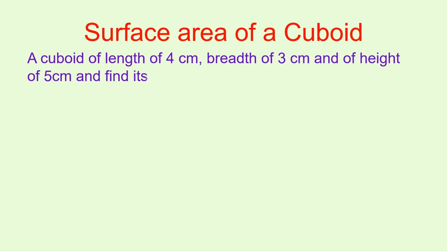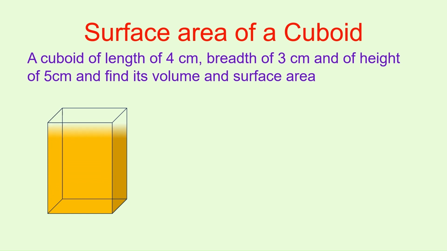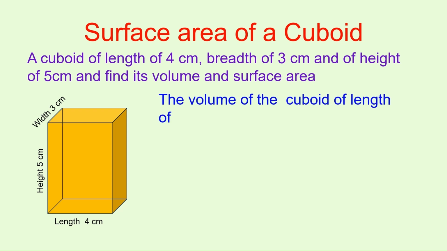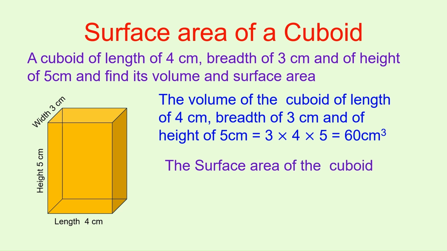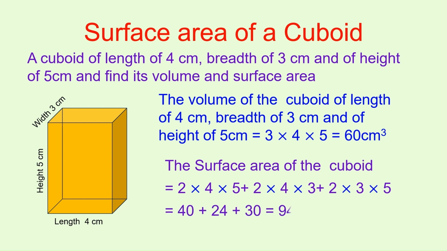A cuboid has a length of 4 cm, breadth of 3 cm, and height of 5 cm. Find its volume and surface area. The volume of the cuboid is equal to 3 times 4 times 5 equals 60 cm cubed. The surface area of the cuboid equals 2 times 4 times 5 plus 2 times 4 times 3 plus 2 times 3 times 5 equals 40 plus 24 plus 30 equals 94 centimeters squared.